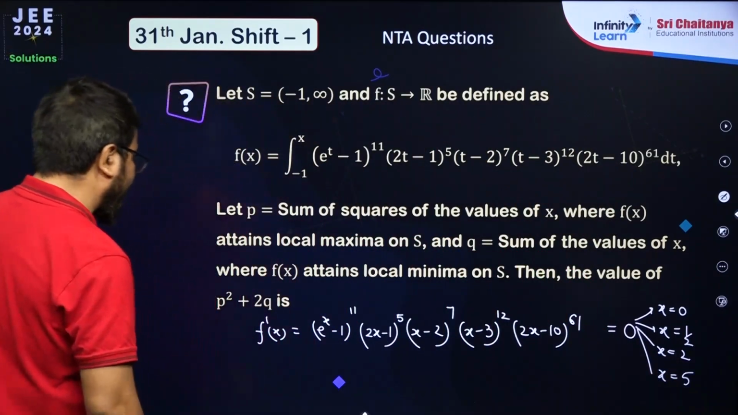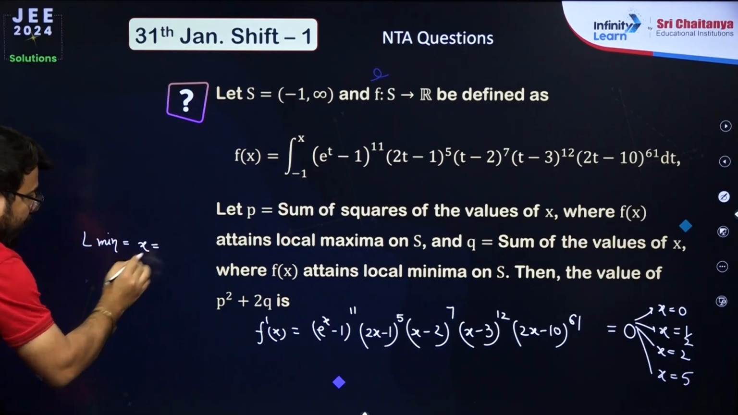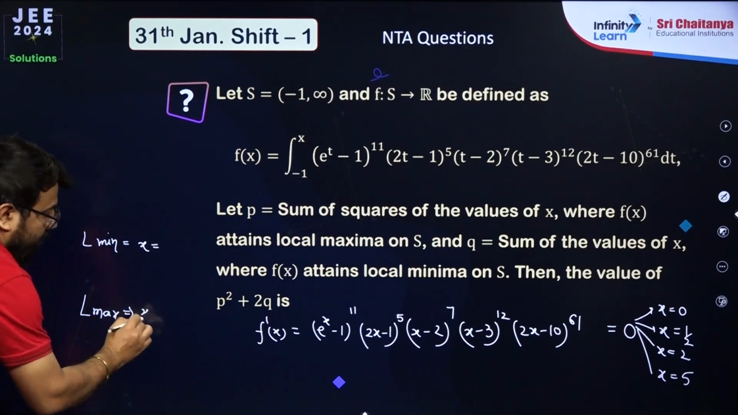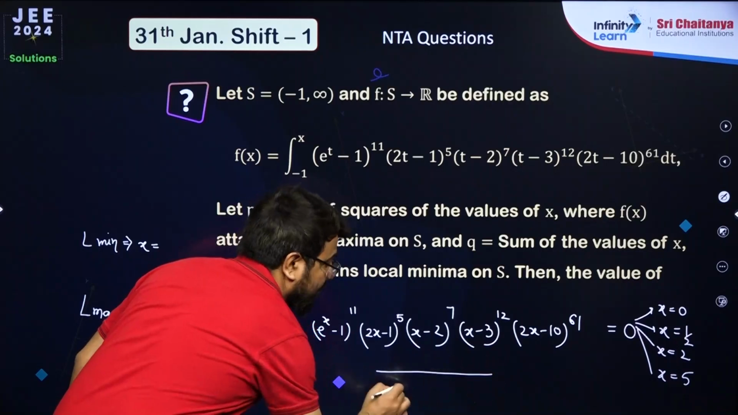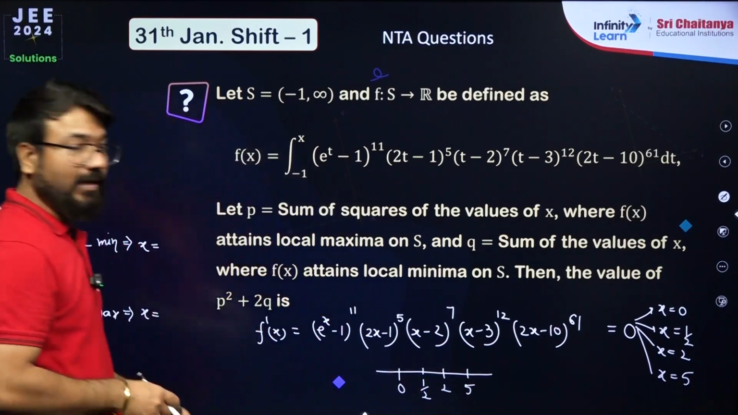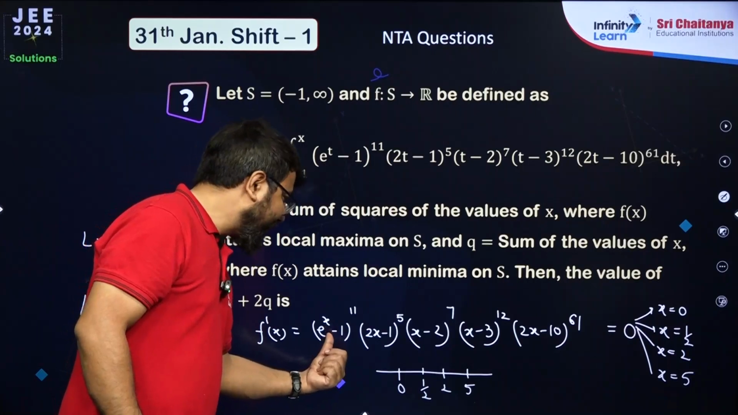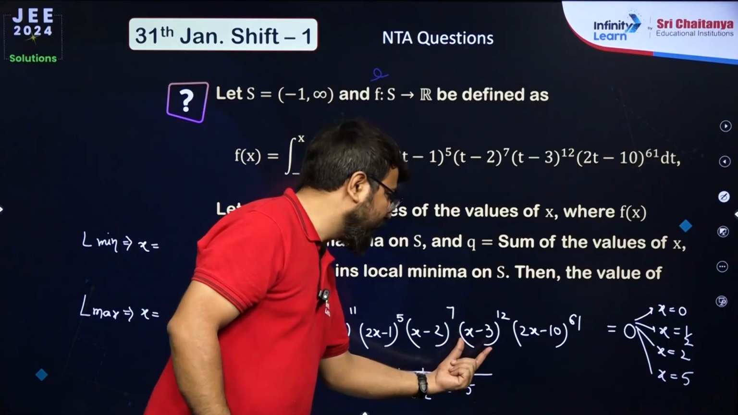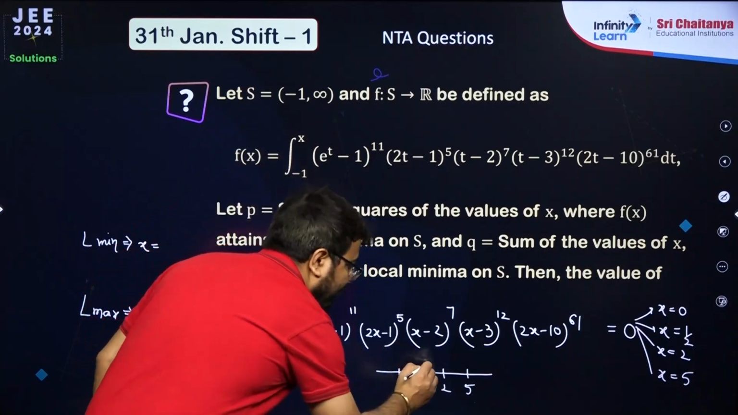So I need to write the points where local minima exist, and I also need to write the points where local maxima exist. So how can I write that? So basically I will be plotting all these points 0, half, 2 and 5 on the number line. If I check for x is equals to 1, so 1 will make this positive, 1 will make this positive, this is negative, this is always positive, this is negative, negative into negative becomes positive. So basically here it is positive.